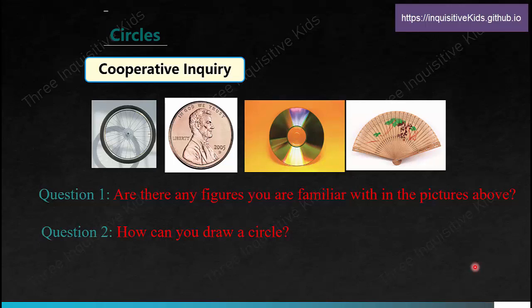Well, as you can see, I see many figures that either have circles or are a circle, and I also see rounded sides. And those are called sectors because they're part of a circle actually. It's a piece of a circle, but we'll get into that later. And how can you draw a circle? Well, you could trace around an object.